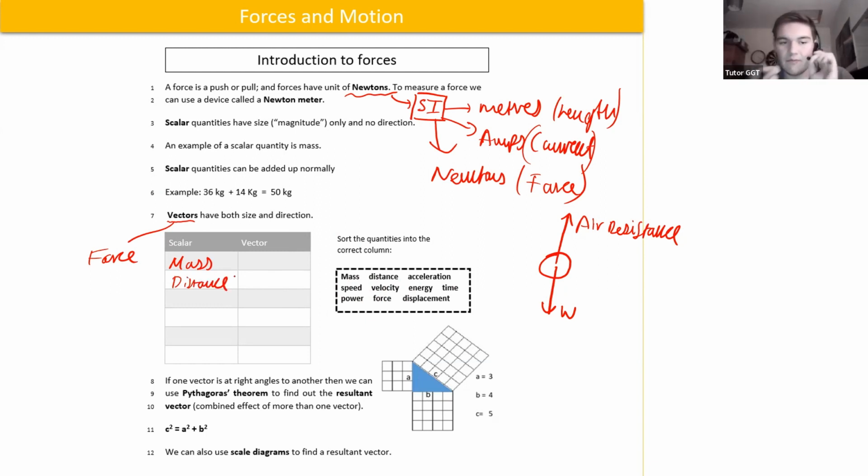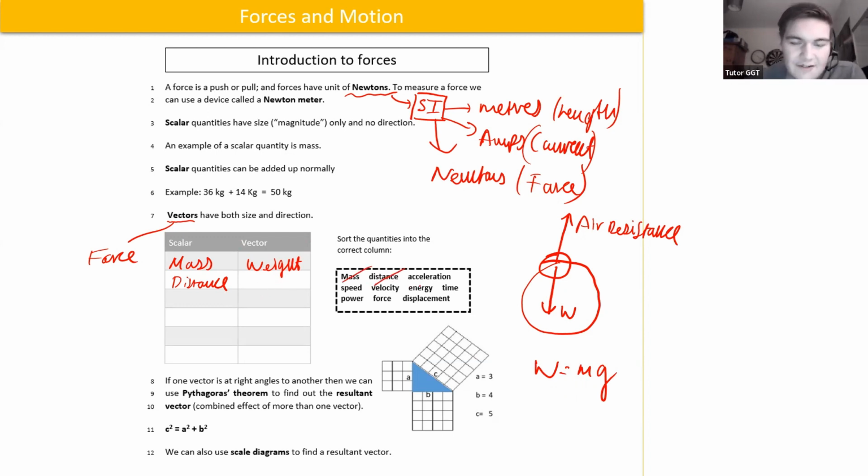So mass is the scalar, but you can also think of mass as weight, can't you? Except that weight is sort of the vector equivalent to mass. So weight is a vector because it acts downwards, like here. And it's also worth noting that weight is equal to mass times the gravitational field strength. So weight has a direction, so it's a vector.